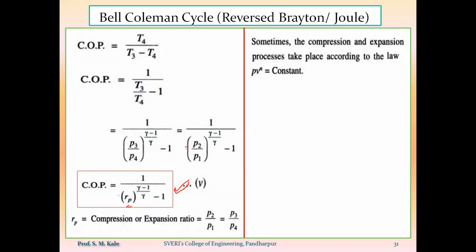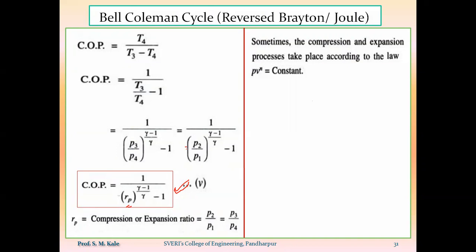There may be the chance that the compression process occurs according to the law PV raised to n is equal to constant. That means the process may be polytropic. That means either compression or expansion or both the processes may be polytropic. While solving the problem, they will give that the compression process is polytropic and follows the law PV raised to 1.2 is equal to constant, and the expansion process follows the law PV raised to 1.4 is equal to constant.